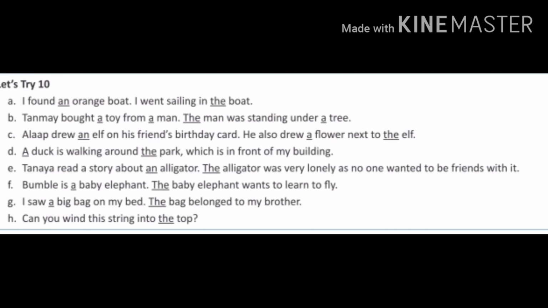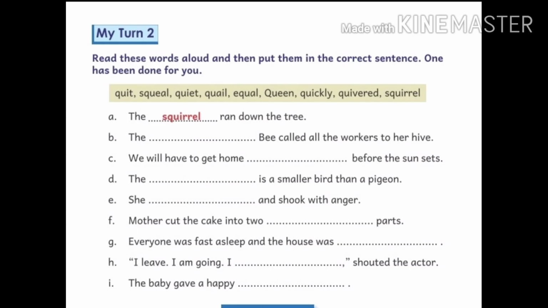I saw a big bag on my bed. The bag belonged to my brother. Here we use a before big bag and the before bag because bag is the same noun again. Next, can you wind this string into the top? Here we use the before top. Last, I will check your homework, My Turn in the practice book.